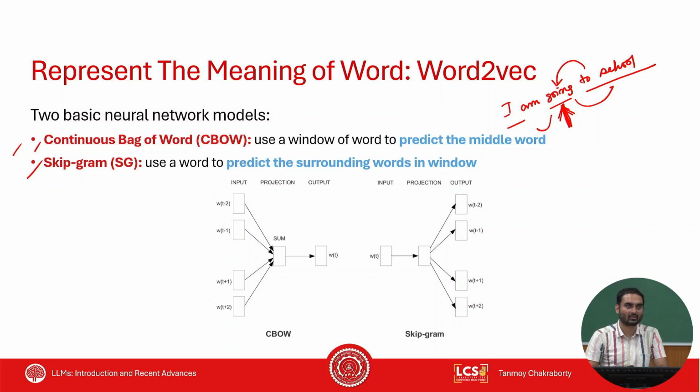In neural network terminology, this is very straightforward. Let's say you have a multi-layer perceptron kind of network, a two-layer network. In CBOW, I feed the representation of the context words and try to generate the representation of the central word. In skipgram, I feed the representation of the central word and try to generate the representation of the context words. Okay, so let's focus on skipgram because this is more popular: skipgram with negative sampling.